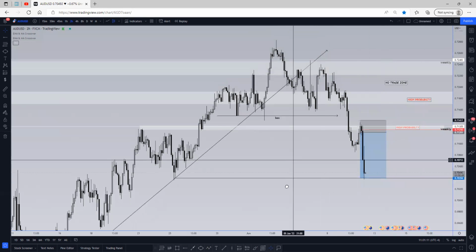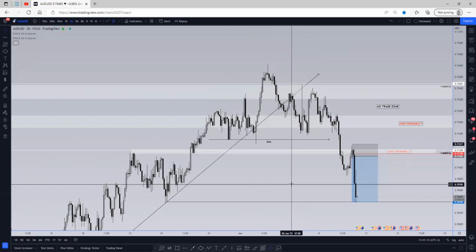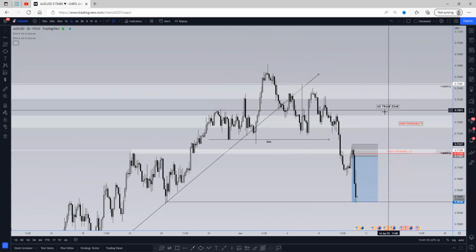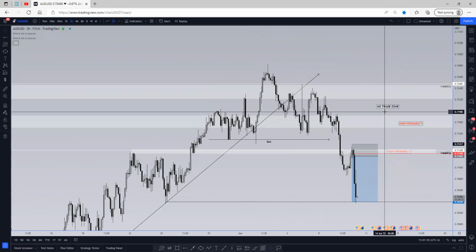But that's my chart breakdown. Remember to mark your high probabilistic areas, trade zones, and be very, very strict with those.